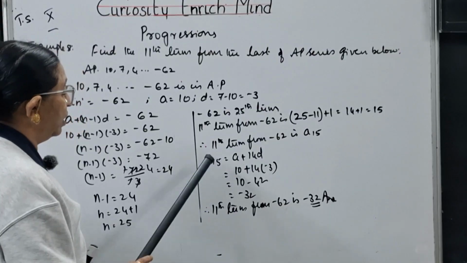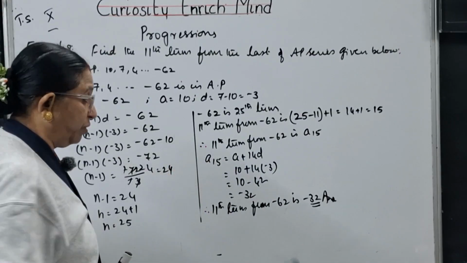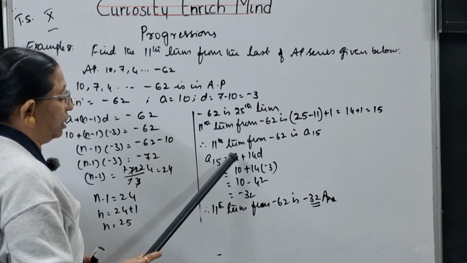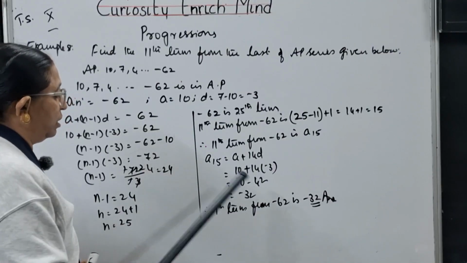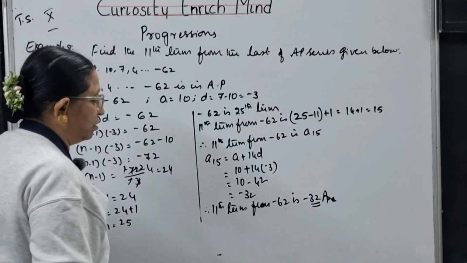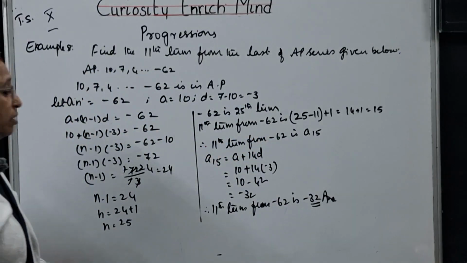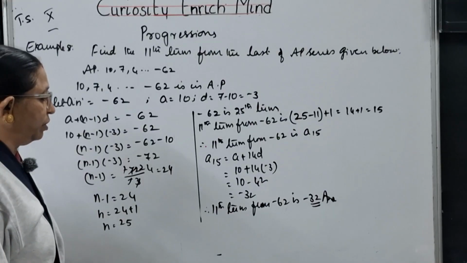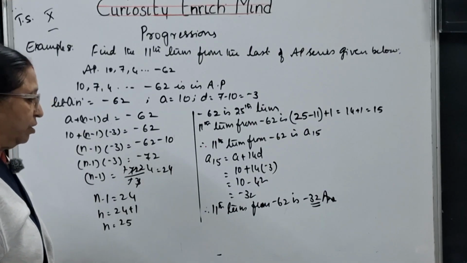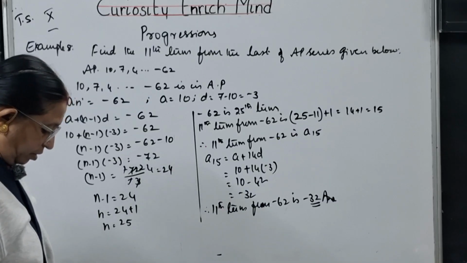That means the 11th term from minus 62 is A15, the 15th term. So A15 is A plus 14D. If you write this way, you will be getting the answer, children. The 15th term is A plus 14D. So when you substitute the values, you have got minus 32 as the answer. Please go through it, children.